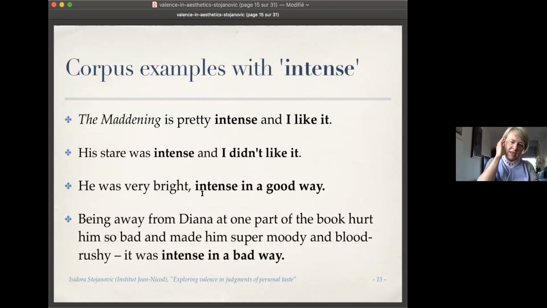The Maddening is pretty intense and I like it. The Maddening is an album, a music album. His stare was intense and I didn't like it. He was very bright, intense in a good way. Being away from Diana at one part of the book hurt him so bad and made him super moody and blood rushing. It was intense in a bad way.